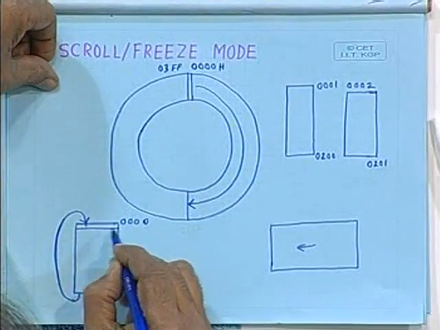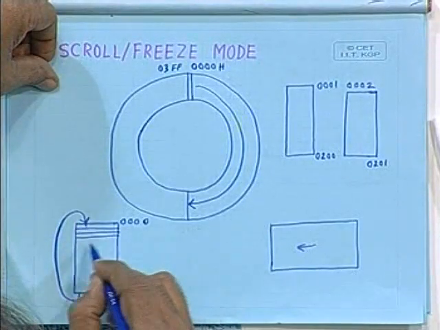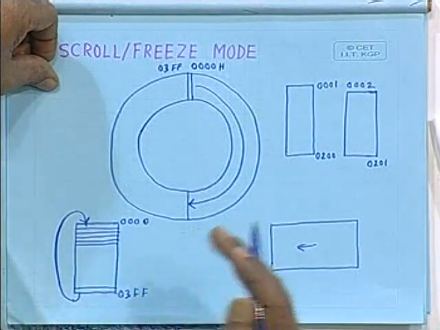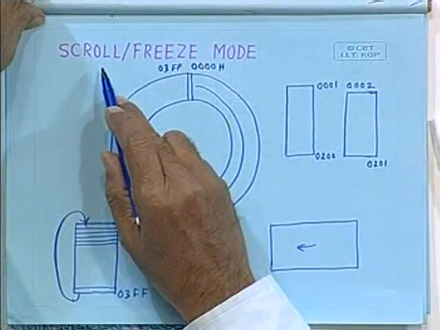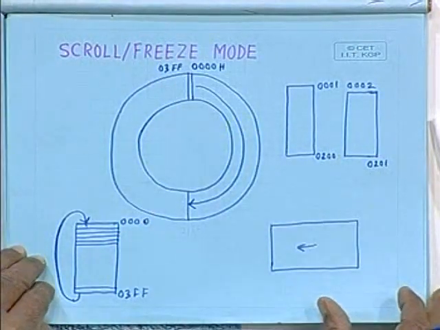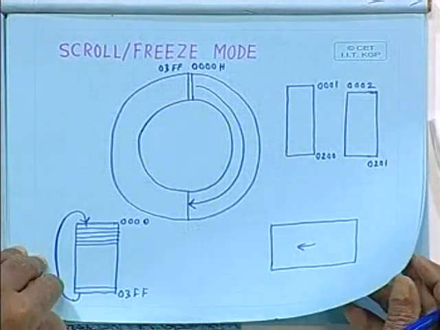So on the screen you will get a stable picture, and all the data that has been acquired will be shown on the oscilloscope, or if you send it to the personal computer, in the personal computer you have to write a separate program to display the acquired data. So this is how the scroll mode and freeze mode is implemented in the ECG monitoring system that we have developed.